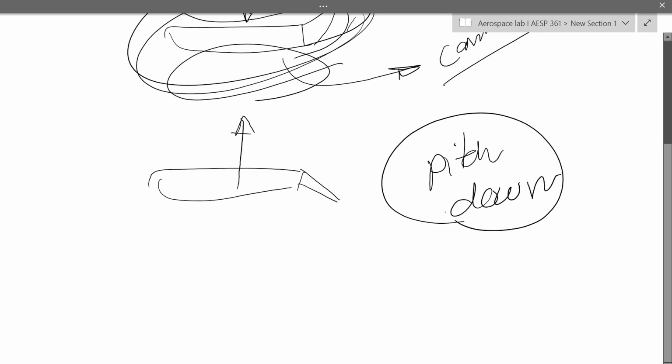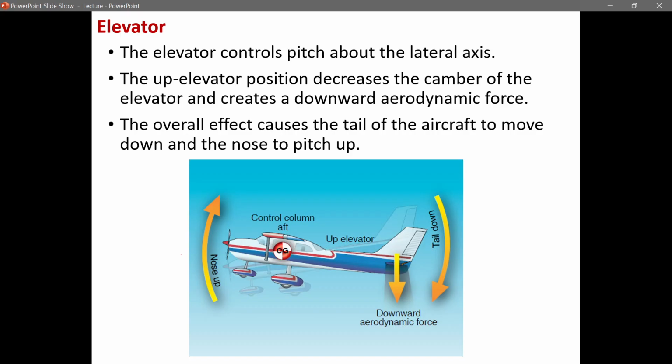Any questions here? That's usually the case. Whenever it comes to primary flight controls, you are usually changing the camber. It is going to change the aerodynamic forces on the wing, on the tail, or on the vertical stabilizer, and then that will cause some sort of movement, either roll, yaw, or pitch. That is always the case, and you're going to see that later on.